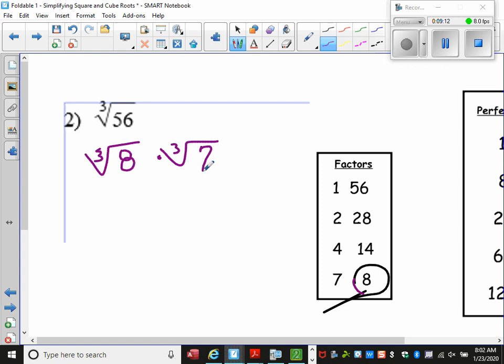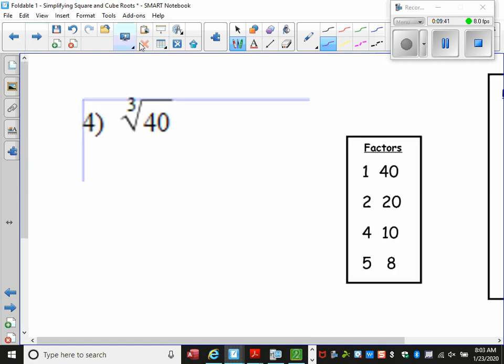Now, what is the cube root of 8? 2. That means what same three numbers are we multiplying together to get +8, and it's 2. So that goes outside the radical, and I always put a line through it so I know that was the one that was perfect. It goes outside, and then I'm left with the cube root of 7. That is how you would write it.